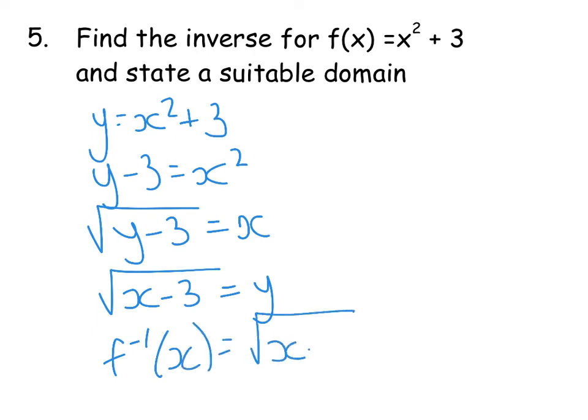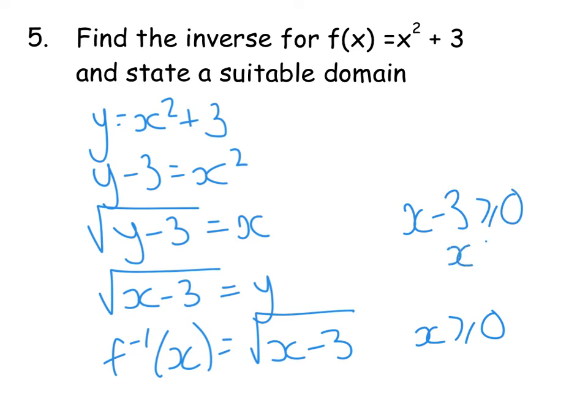So you've got that. Now, suitable domain, that bit underneath the square root has to be greater than or equal to 0. So you've got x minus 3 is greater than or equal to 0, so x is greater than or equal to 3. That is a suitable domain there. Okay. And that's me. Thanks for watching.